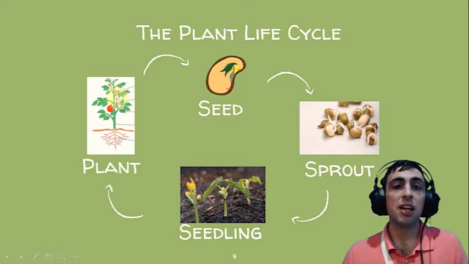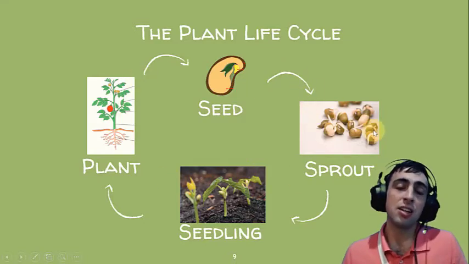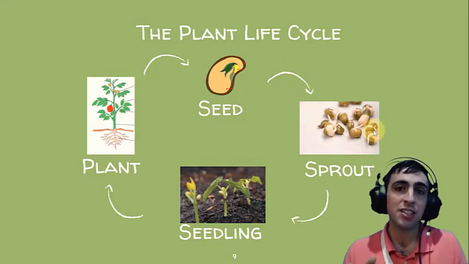That just means it's grown up. This plant can make seeds, which can sprout, which turn into seedlings, which turn into a plant, which makes seeds. And it happens over and over and over again. This is the plant life cycle.